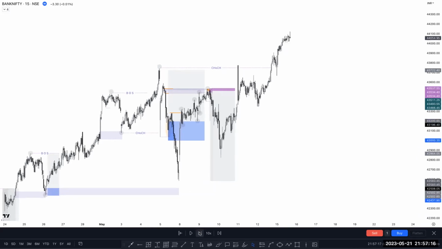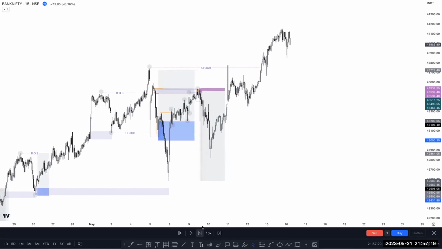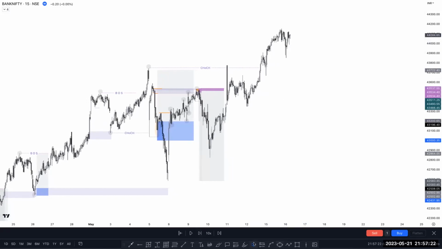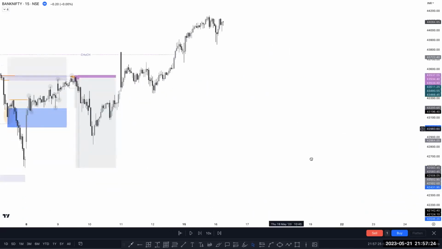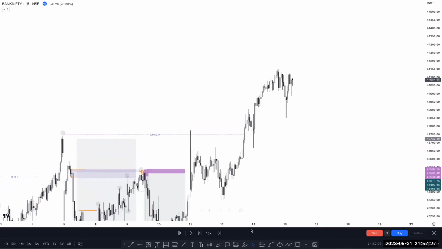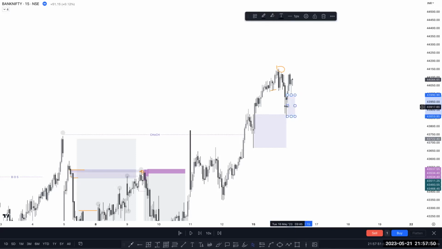So this is a CHoCH happening here again. Market took out this inducement here, mitigated this order block. Let me mark this one. And this process will continue here like this: higher high, takes out this inducement, mitigates your unmitigated order block, and you can buy here. Like this one, also buy here based on a single candle order block. Right.